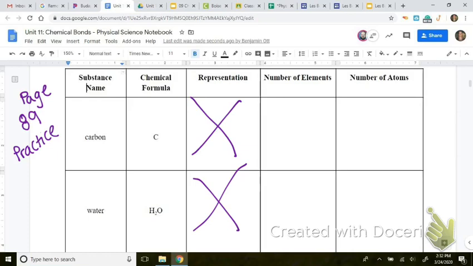So here we're just looking at counting the number of elements versus the number of atoms on this page. So when we're looking here, just carbon, the number of elements would be 1, and the number of atoms would be 1, because we're simply dealing with just an element. Water, the number of elements would be 2, because I have a hydrogen and an oxygen, and the number of atoms would be 3. And the number of atoms is 3, again, because that subscript, that number 2, tells us that we have 2 hydrogens and 1 oxygen.